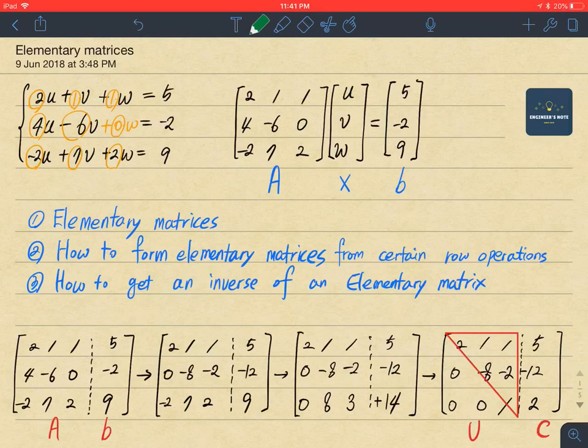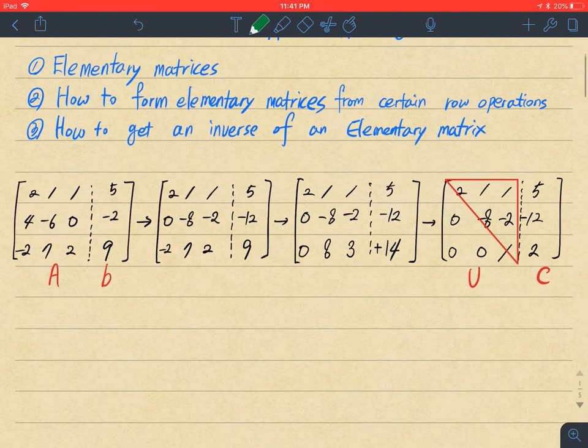Okay, so let's begin. This example is also from my last video explaining Gaussian elimination. If you haven't watched those videos, please check them out. I will assume you already know about Gaussian elimination and its two processes, forward elimination and backward substitution. So let's begin.